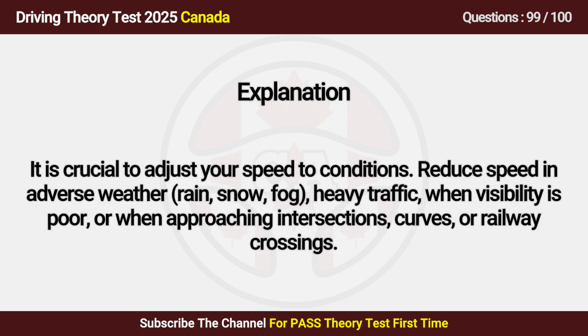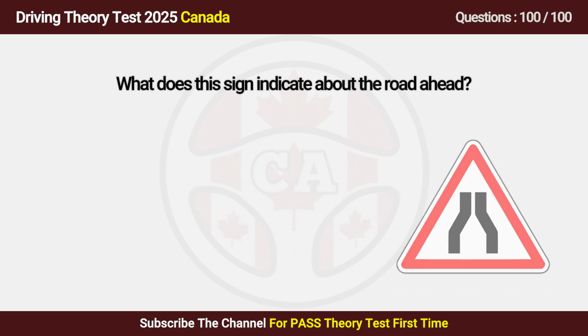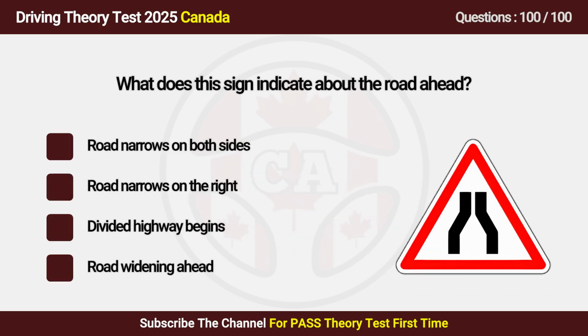Question 100. What does this sign indicate about the road ahead? A. Road narrows on both sides. B. Road narrows on the right. C. Divided highway begins. D. Road widening ahead.